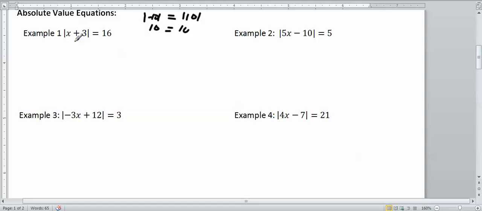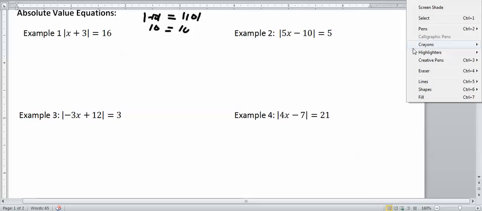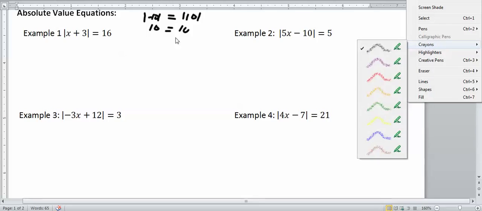The absolute value of x plus 3 is equal to 16. Well, the first thing I'm going to do is set up two equations, because not only can the inside of this be positive 16, but what do you think can be in there? If this can be equal to 16, and the absolute value of 16 is 16, and the absolute value of -16 is what? Well, it's 16. So technically, this inside can be both positive and -16.